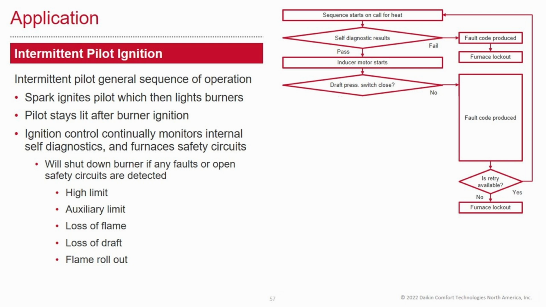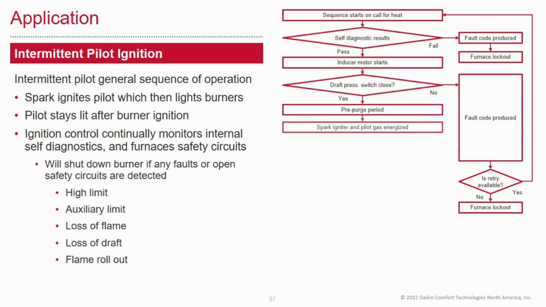If the draft pressure switch closes, indicating that the exhaust is flowing freely, then the pre-purge period begins. After the pre-purge has expired, then the spark igniter and the gas pilot are energized. It checks for flame. If it does not detect flame, then a fault code is produced and the sequence starts over again. If flame is not detected after retrying a pre-programmed number of times, the furnace is locked out.